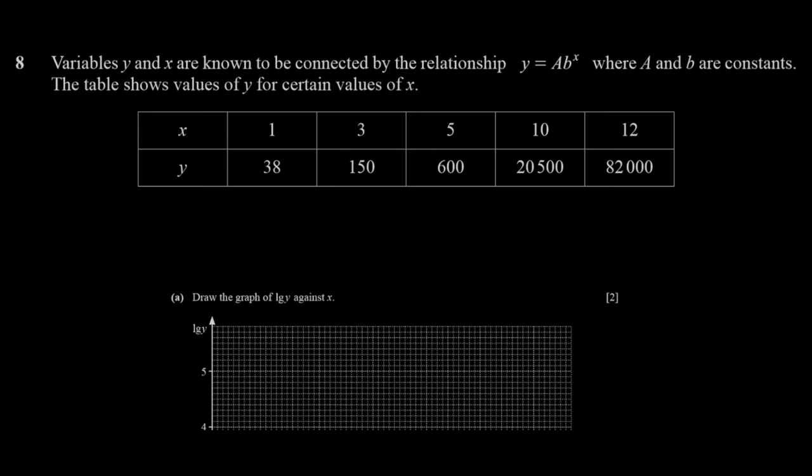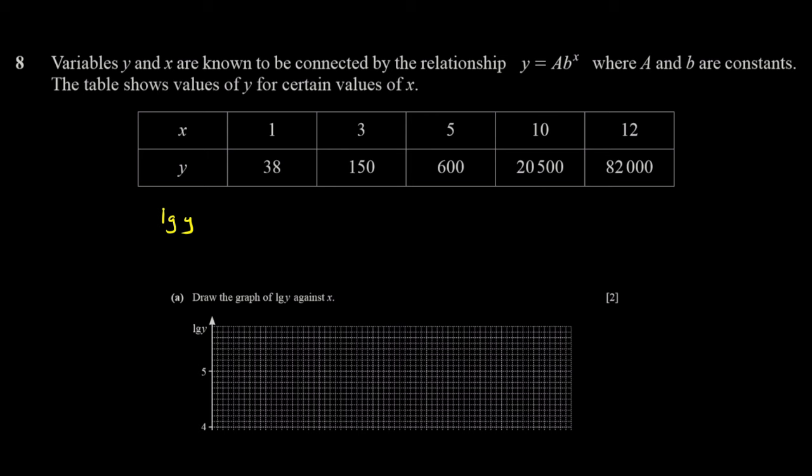All right, so here we are in question 8. The variables y and x are known to be connected with the relationship y equals a times b to the x, where a and b are constants. The table shows the values for y and certain values for x. We want to draw the graph of log y against x. Well, that means, first of all, we've got to calculate the values of log y. And to do that, we just got to put them into the calculator. So let me just do that.